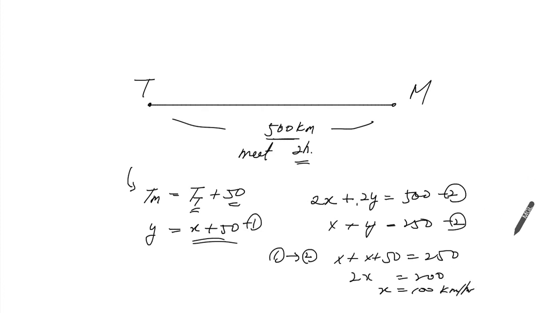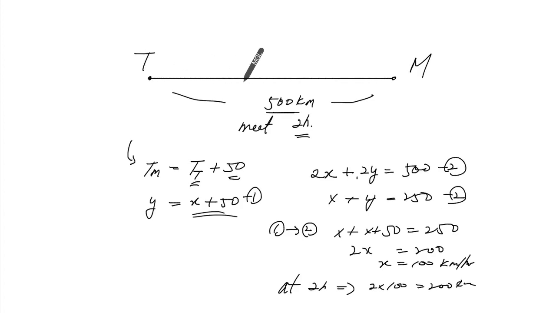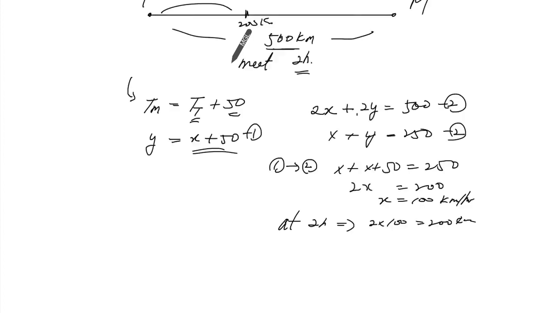Okay. Now what they ask us, where do they meet? At which point do they meet? So if we know this, we don't need to find y, right? At 2 hour point, we must have traveled 2 times 100, 200 kilometers. Right? So they meet exactly at 200 kilometers from Toronto.